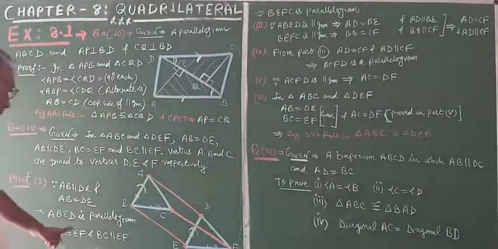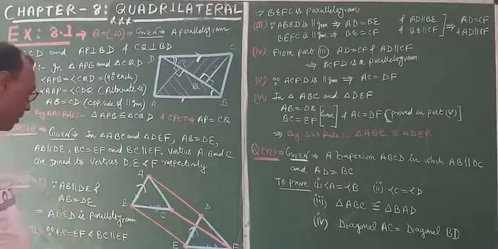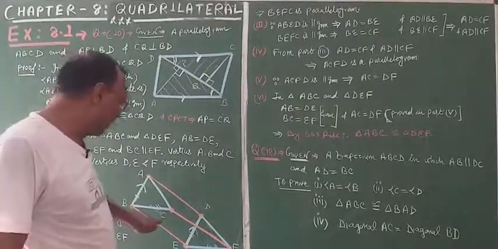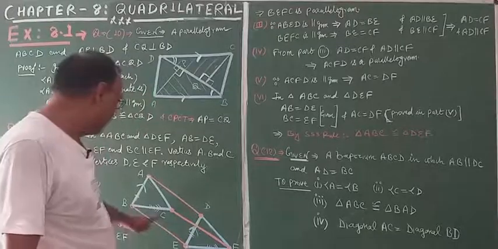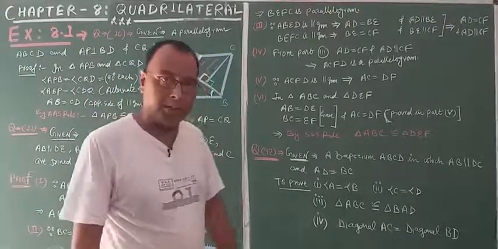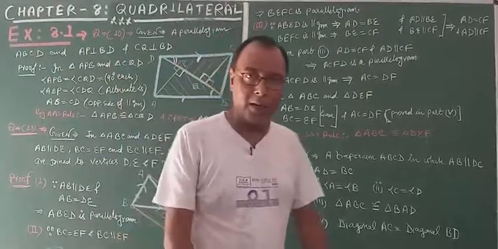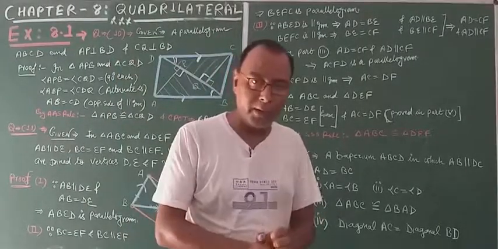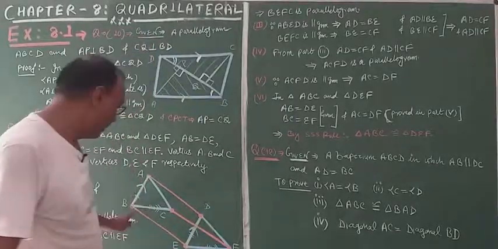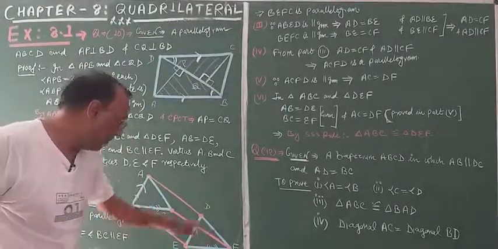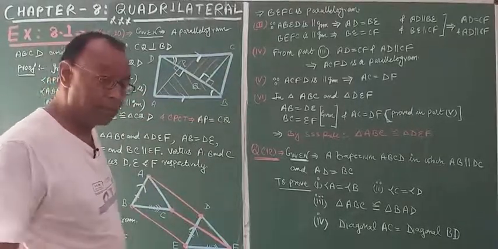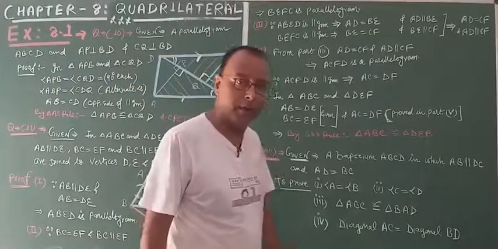Therefore, ABED is a parallelogram. Similarly, in the second part, what you are given? BC is equal to EF and BC parallel EF. Again, one pair of opposite sides are parallel and equal, and this is the property of a parallelogram. Therefore, we can say BEFC is also a parallelogram.